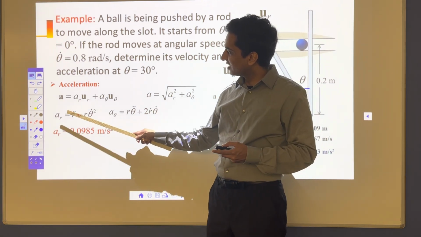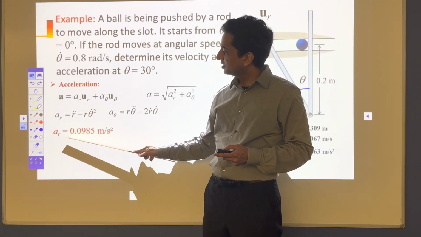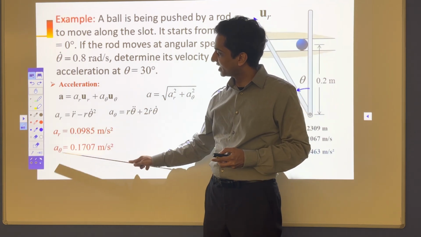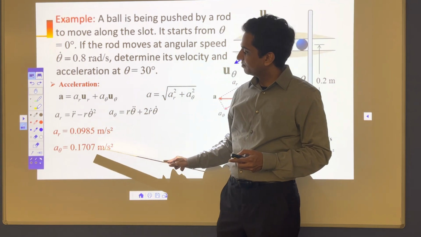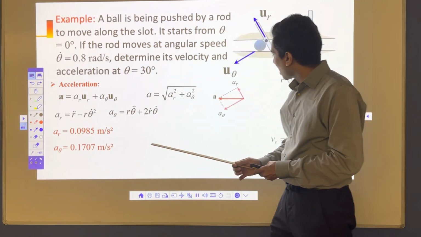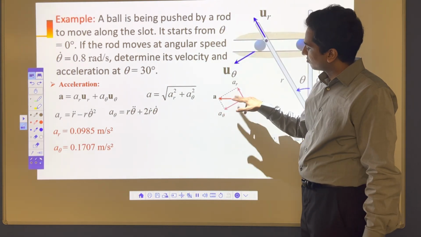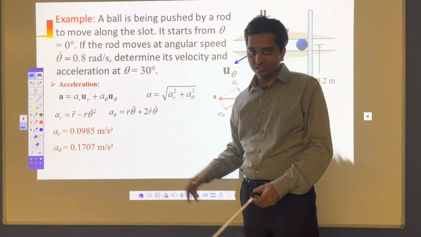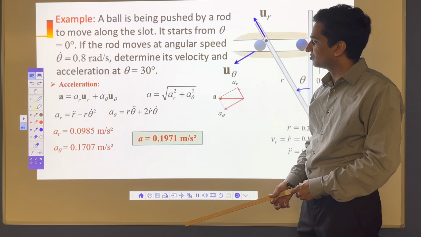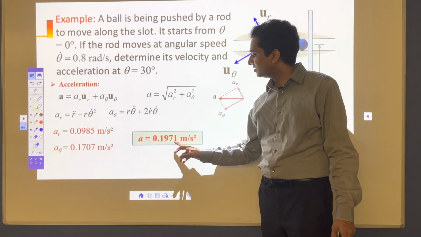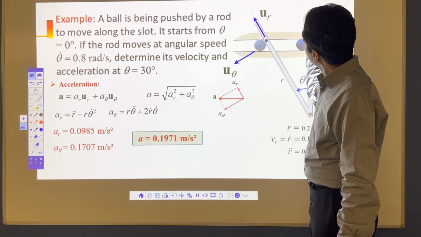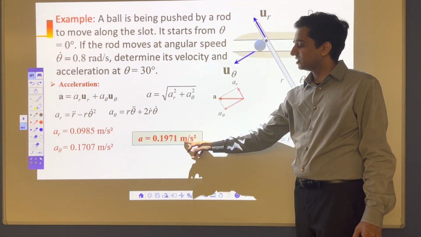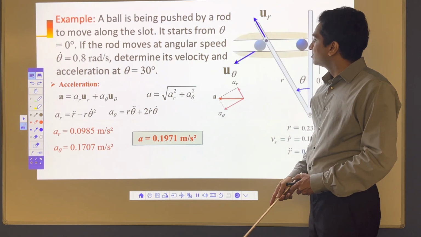So A_r, if you calculate this, altogether you will get 0.0985 meters per second squared, and then you will get A theta as 0.17 meters per second squared. That's your r component and theta component. Once you have these two components, put them here, then you will get the acceleration. So the final number for the acceleration will come as 0.19 meters per second squared. It means that this point, as it rotates, has an acceleration of 0.19 meters per second squared, and that's the problem. So that's the final answer.